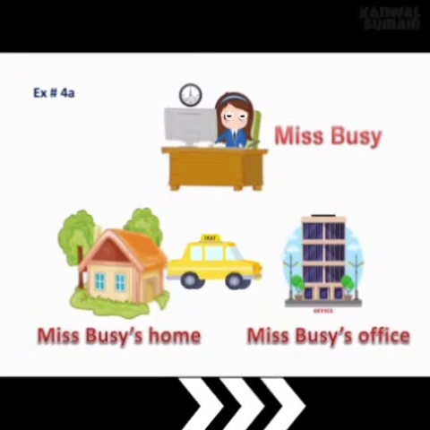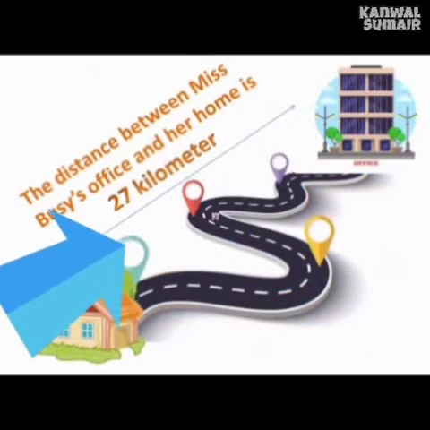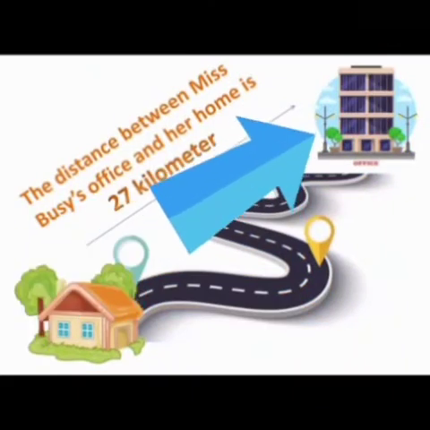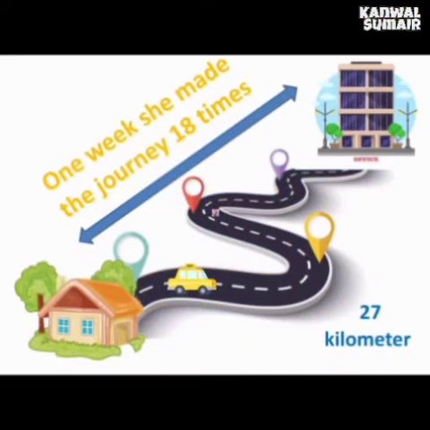Miss Busy goes to office every day. The distance between Miss Busy's office and her house is 27 kilometers. 1 week she made the journey 18 times. Normally, she makes the journey 10 times, 5 times for going to office and 5 times for returning from office. So 1 week, she made the journey 8 times more than usual.